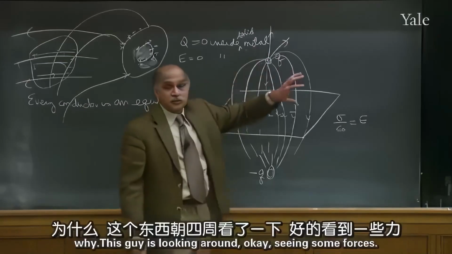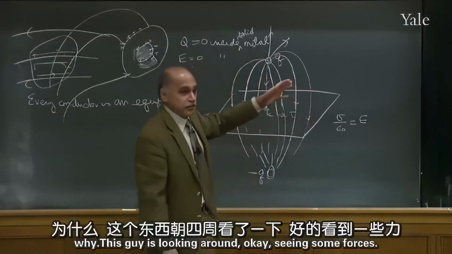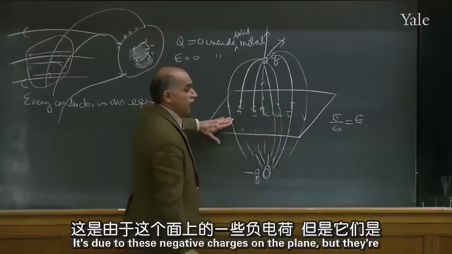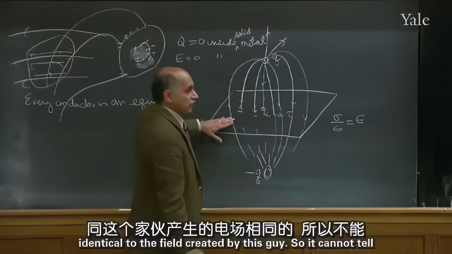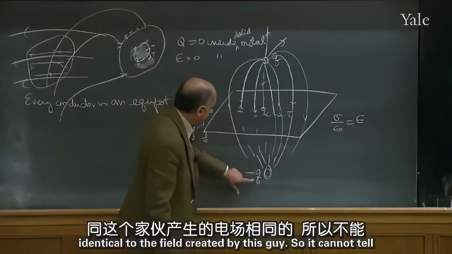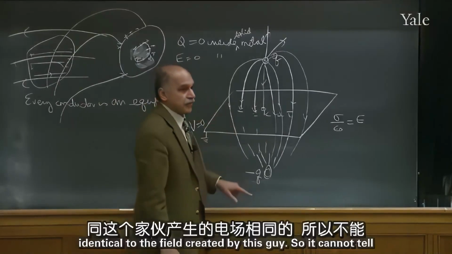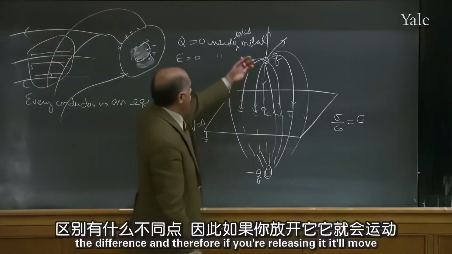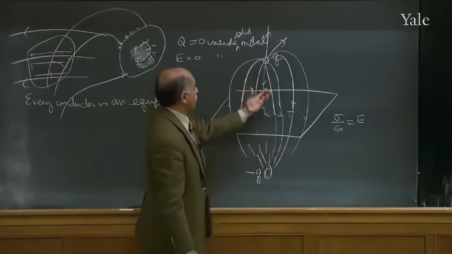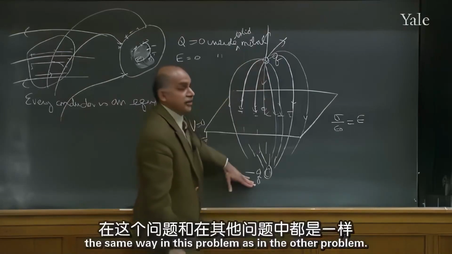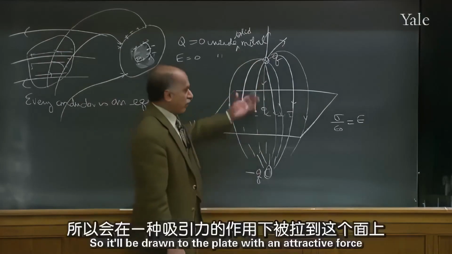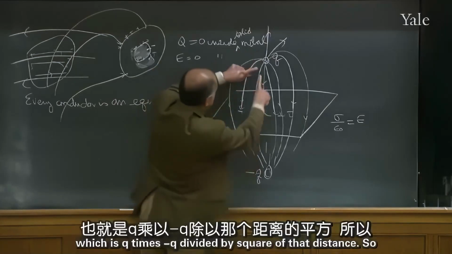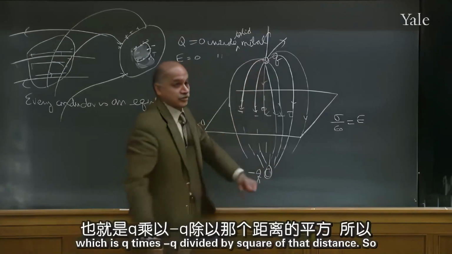This charge is looking around, seeing some forces. It's due to these negative charges on the plane, but they are identical to the field created by this one. So it cannot tell the difference, and therefore if you release it, it'll move the same way in this problem as in the other problem. So it'll be drawn to the plate with an attractive force, which is q times minus q divided by the square of that distance.